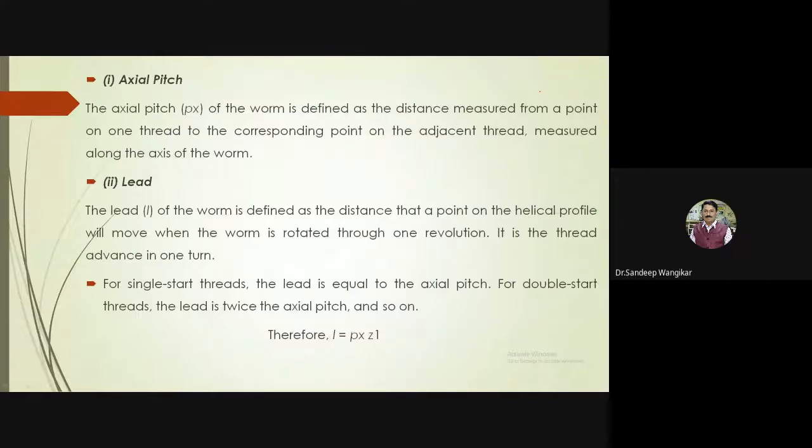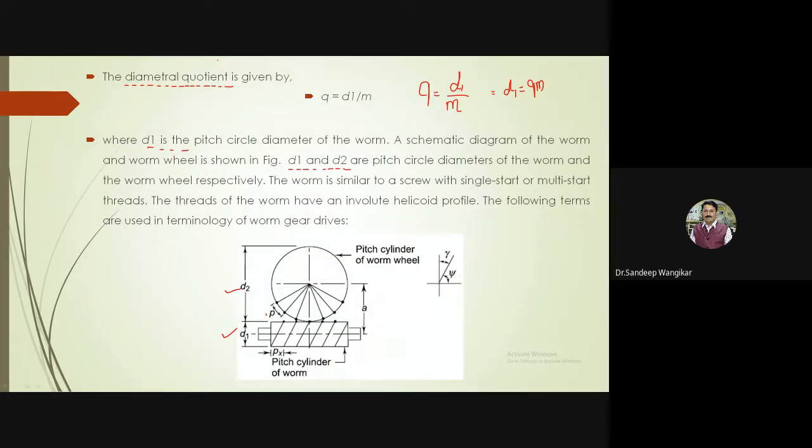Let us proceed one by one terms. Axial pitch. The first term. Not required, we are already familiar with what is axial pitch. The axial pitch of the worm is defined as the distance measured from a point on one thread to the corresponding point on the adjacent thread measured along the axis. So here you can see the distance between 2 consecutive points measured along the axis.